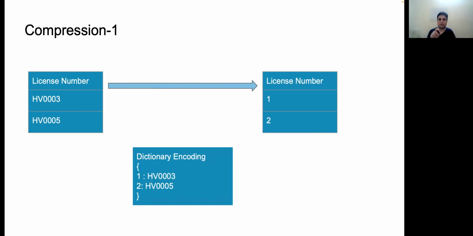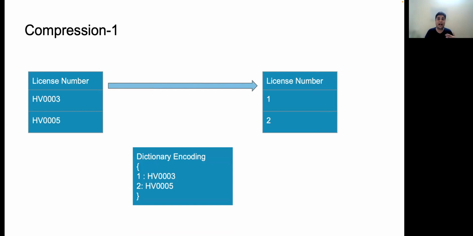So the number of bits to store HB003 has now been reduced. It's now only 1 bit. So that's a huge amount of savings. For 2 records, yeah, it doesn't make much of a difference. But when you have millions or billions of records, the size savings are going to be huge. Let's look at one more way of compressing.